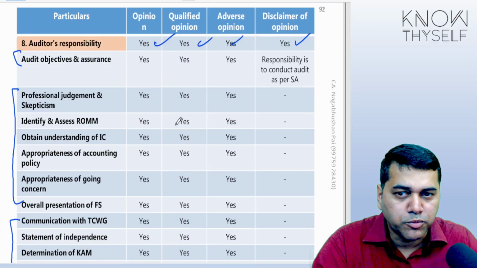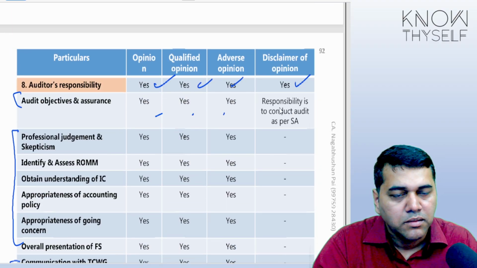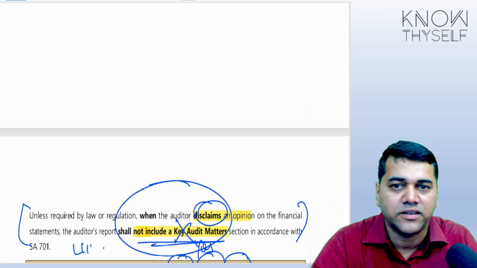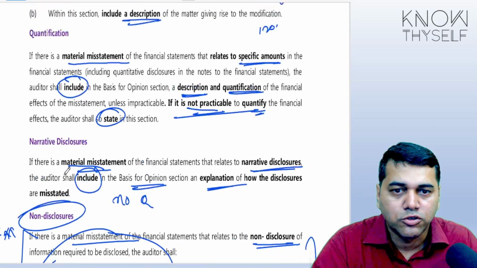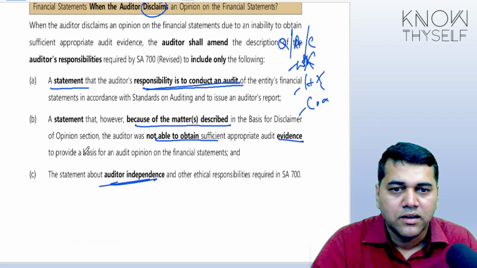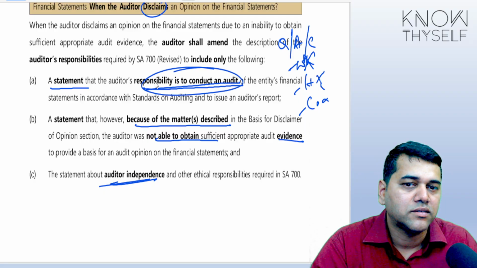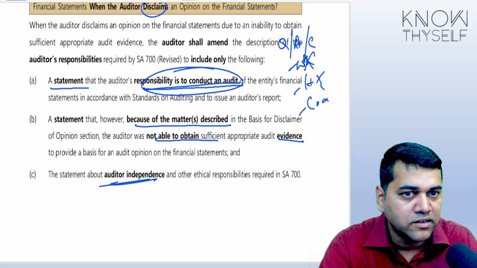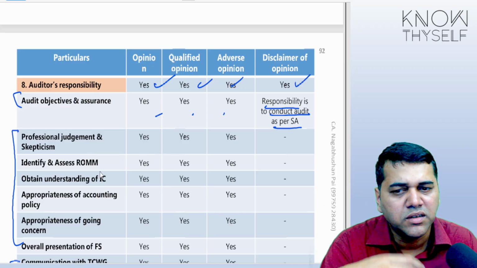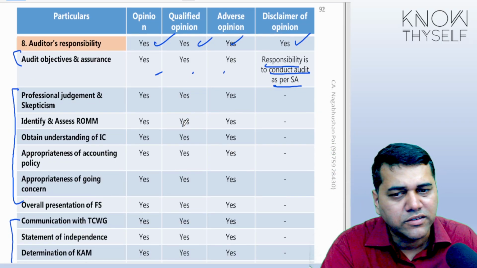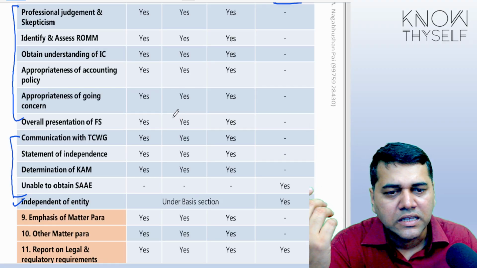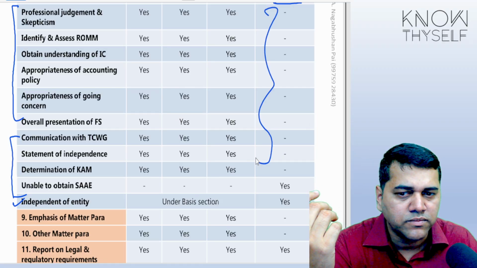Now, are you supposed to tell what is audit? Yes. But here, your job is just to tell our responsibility is to conduct the audit as per SA. Go back. See here. You should not tell all those things, but you have to tell this para. Our responsibility is to conduct the audit. I hope students you are able to get connected with this chart. Second, professional judgment, skepticism, identifying audit, high level of reasonable assurance, appropriateness of accounting policy, presentation, we have communicated, nothing is applicable for the disclosure.